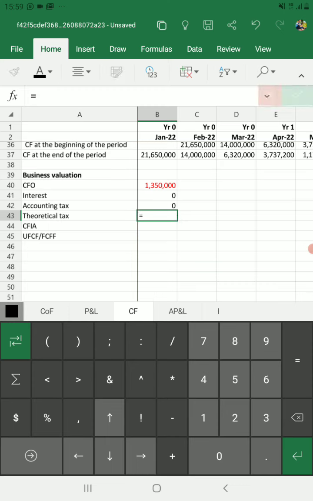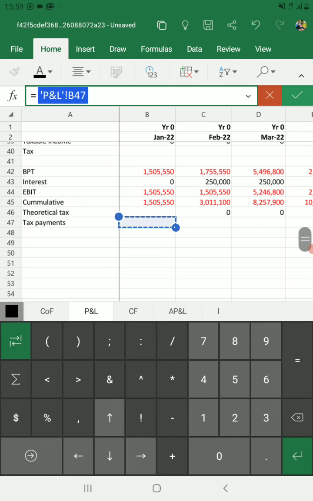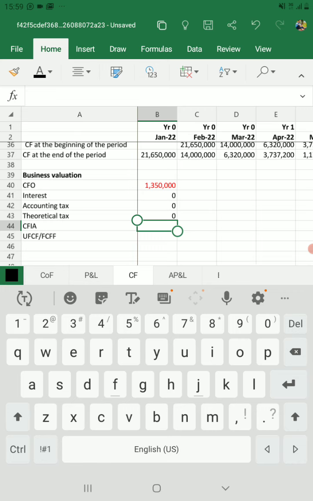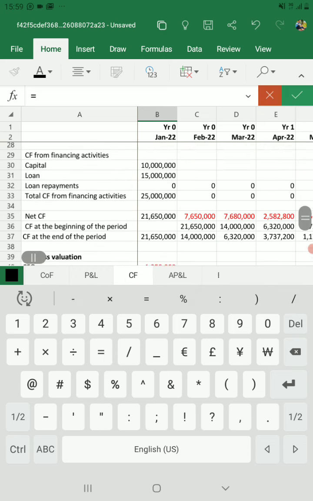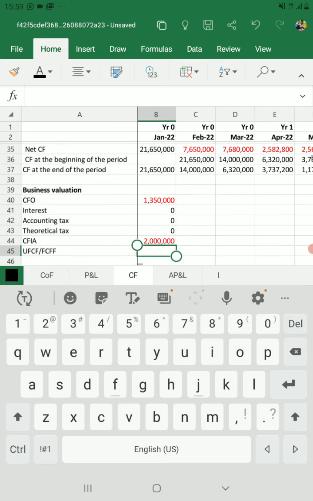So start with equal sign and then go to our monthly cash flow sheet, and January here, tax payments, press enter, theoretical tax for January, cash flow from investing activities. So start with equal sign and pick the figure here, cash flow from investing activities. Okay, cash flow from investing activity, not financing, investing activity.